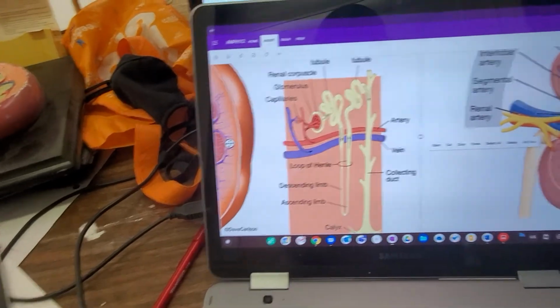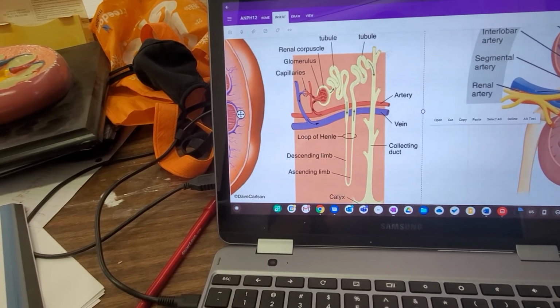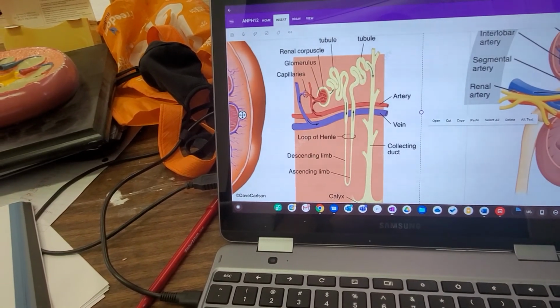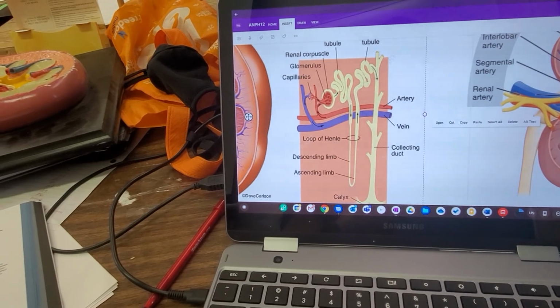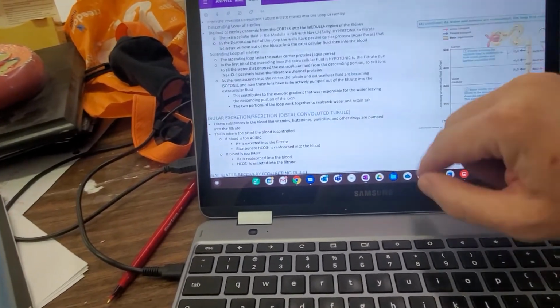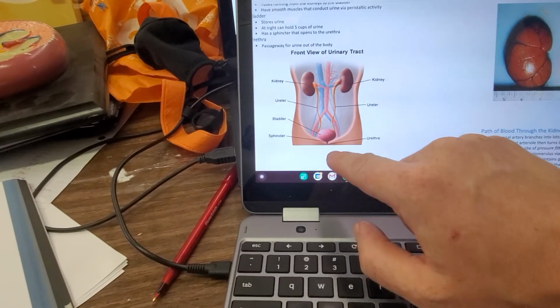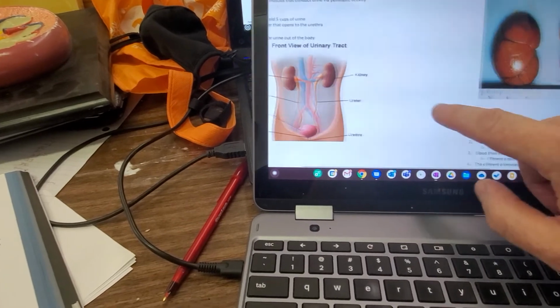Okay, am I forgetting anything? That is a really long, that's 24 minutes. But we talked about metabolic wastes. We talked about the sequence that urine travels in the urinary system. That's this: kidneys, ureter, bladder, sphincters, urethra.